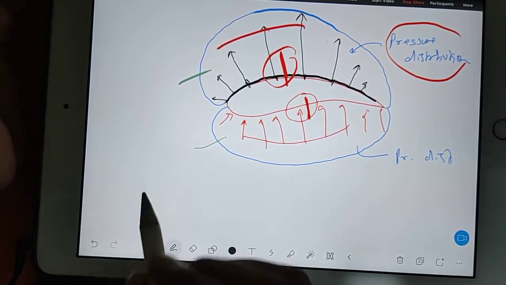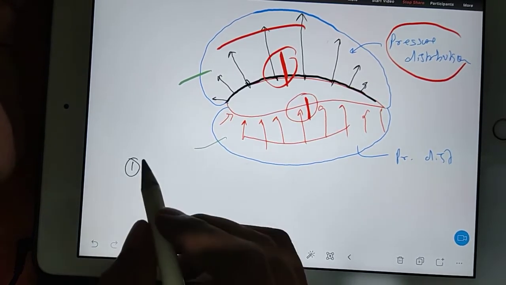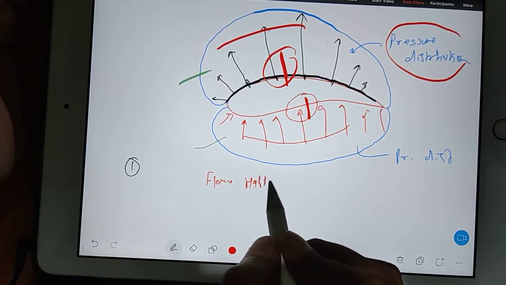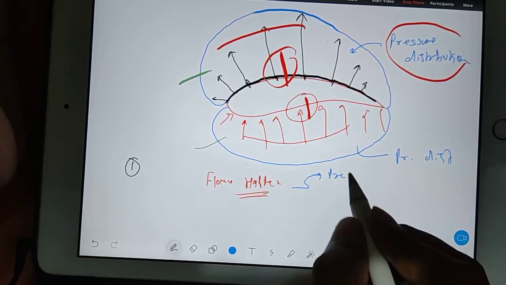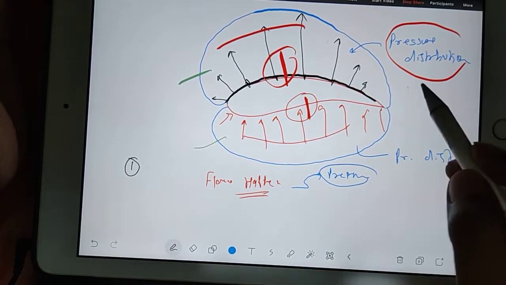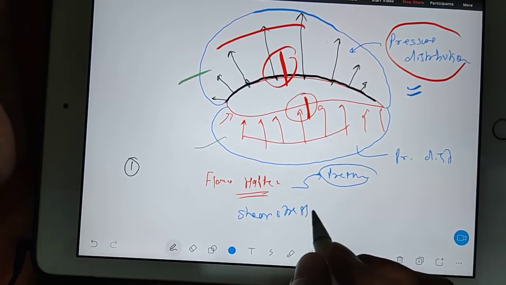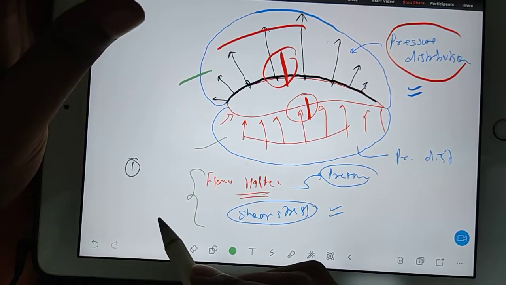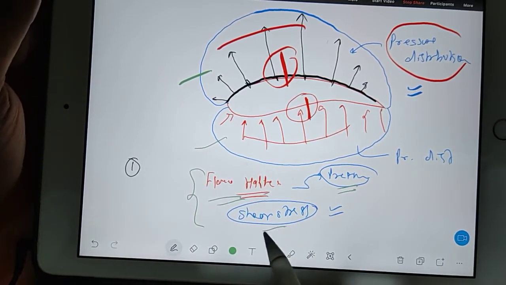Now here, one extra thing you have to add. What is that extra thing? Whenever flow happens, two things will come automatically. One is pressure distribution that I explained here. One is shear stress. Now, what is shear stress? After understanding these two only, you can understand what is the center of pressure. So, pressure distribution clear. Now, shear stress.